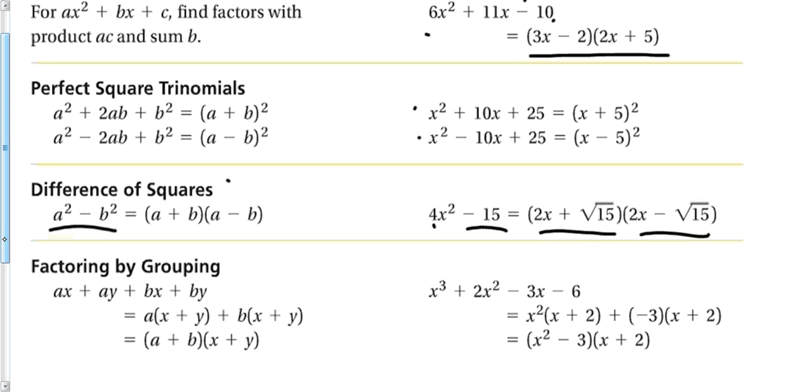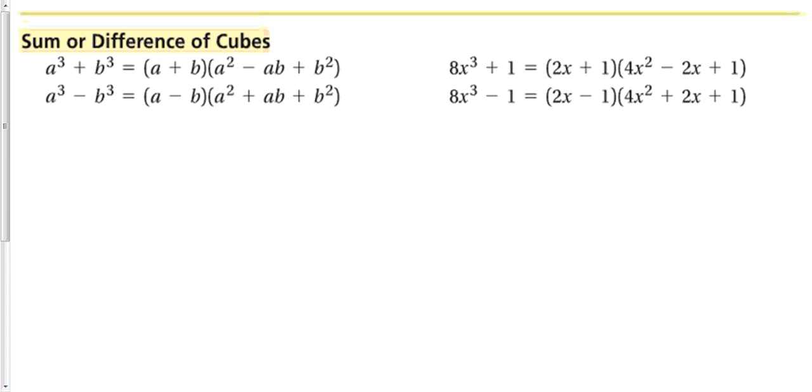Factoring by grouping, we had a little bit of practice with that. That's when there's a common factor of these two, and what's left over is the same. So when you see this, it's a little bit harder to see right off the bat, but when you can use this technique to factor a polynomial, you should. The last two that we haven't talked about yet are the sum and the difference of perfect cubes.